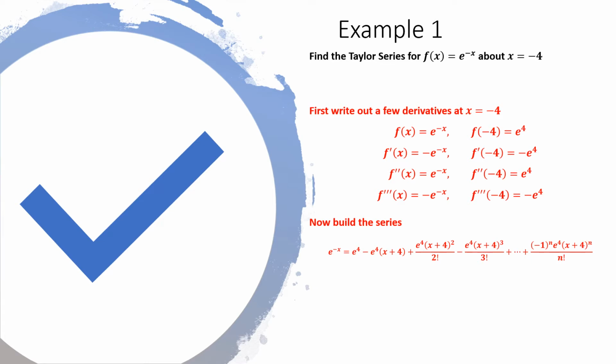I have -1 to the n because my signs are alternating. E to the 4th was in every single term. And then I have x plus 4, that's my center, raised to the n over my n factorial. And so then if I want to write this as a summation, I know that e to the negative x equals the sum as n goes from 0 to infinity of -1 to the n, e to the 4th, x plus 4 to the n over n factorial.